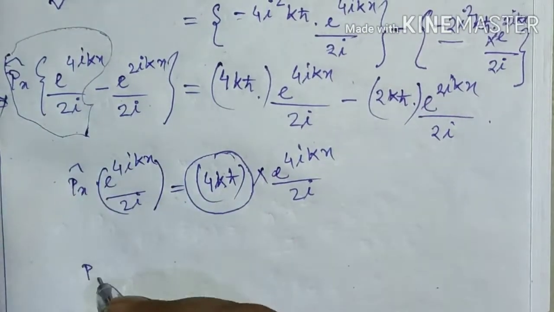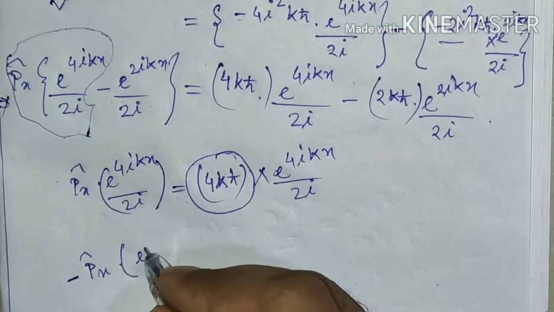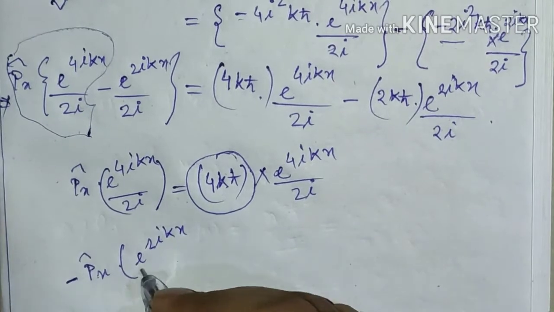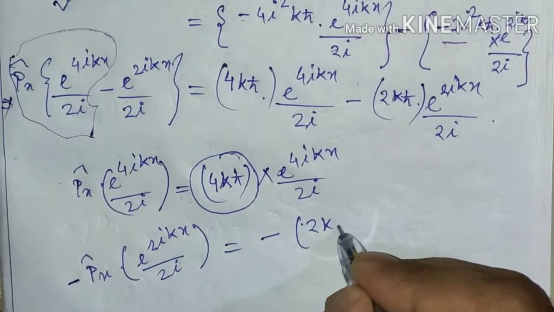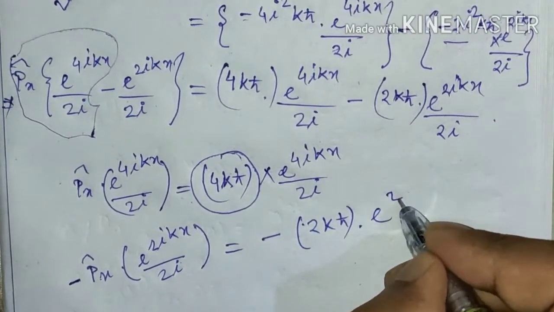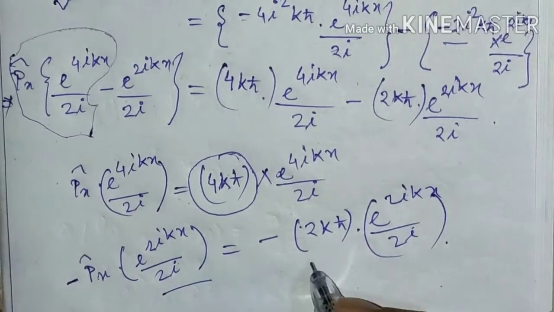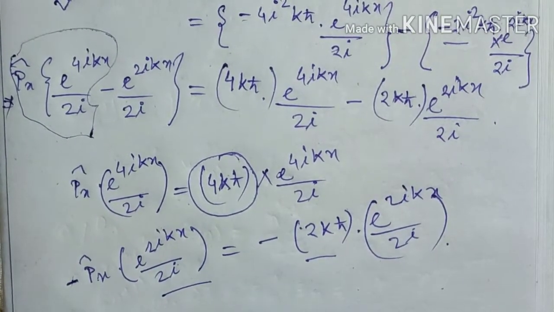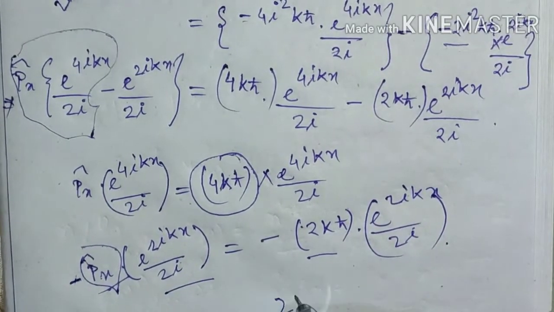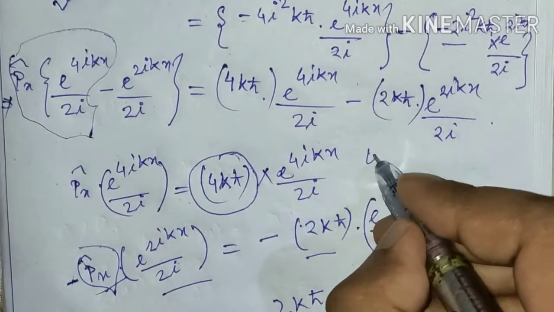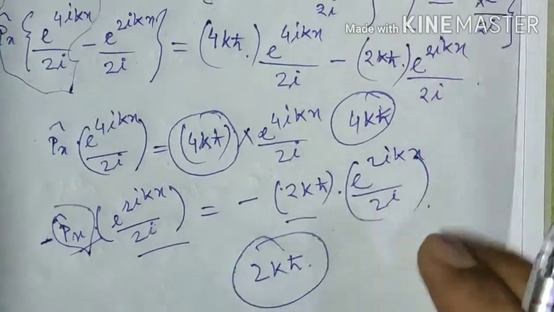I am writing this equation here, it will be minus e to the power 2ikx divided by 2i, that is 2kħ divided by 2ikx divided by 2i. That is, the minus minus will be cancelled out, so the other outcome is 2kħ. One outcome is 4kħ and another outcome is 2kħ.